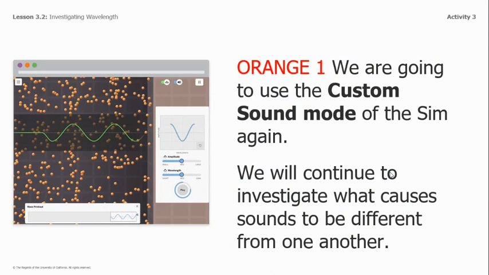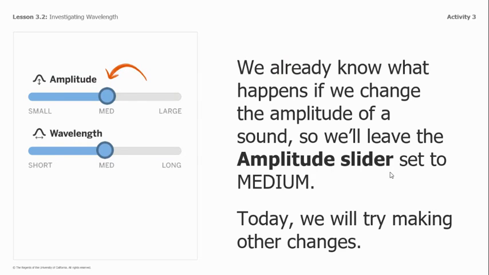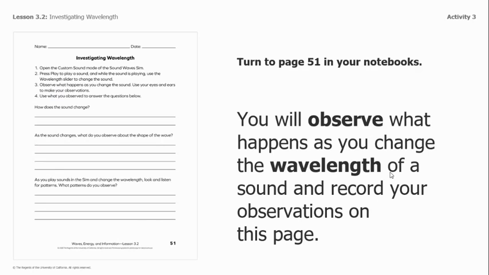You're going to use the orange one, and we're going to use the custom sound mode of the sim again. We're going to continue to investigate what causes sounds to be different from one another. So we already know what happens when we change the amplitude of a sound. We're going to leave the amplitude slider at medium, so don't touch that one today. We're going to try to make other changes. So what other changes can we make? Well, we can look at the wavelength.